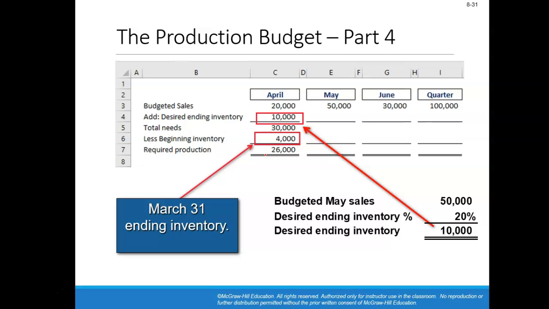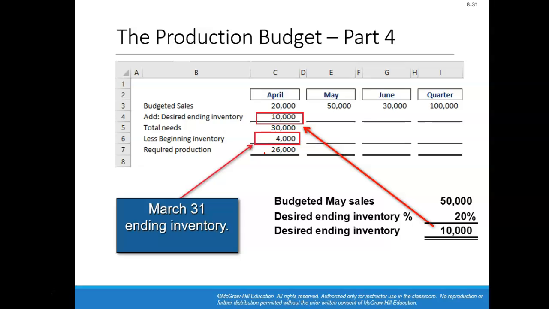Let's go over it again. 20,000 units are expected to be sold in the month of April. We want to keep on hand 20% of our next month's expected sales. We expect to sell 50,000 units in the month of May. 20% of that is 10,000 units. A total of 30,000 units are needed. We already have 4,000 units available, so we're going to produce 26,000 units in the month of April.